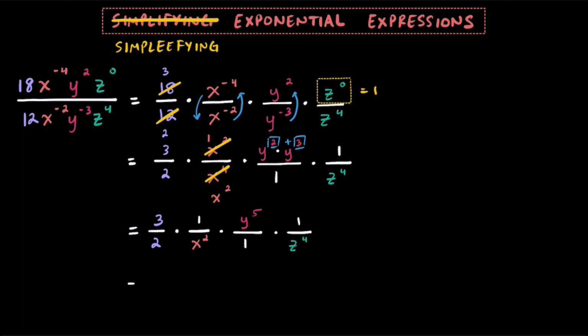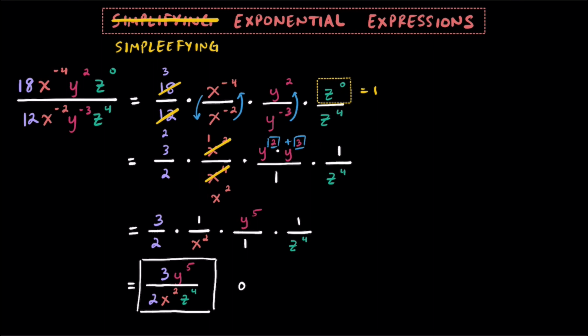So going ahead and multiplying the numerators together, 3 times 1 times 1, our coefficient is going to be 3. And then we have this y to the 5th power. And then in the denominator, multiplying all those pieces together, 2 times 1 is just going to be 2, so that's our coefficient. And then we have this x to the 2nd power. And then finally, we have z to the 4th power. So I'm going to go ahead and write that just like this. Okay, so not using any negative exponents, this right here would be our most simplified expression.